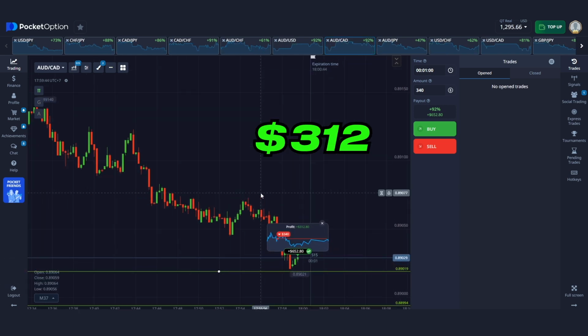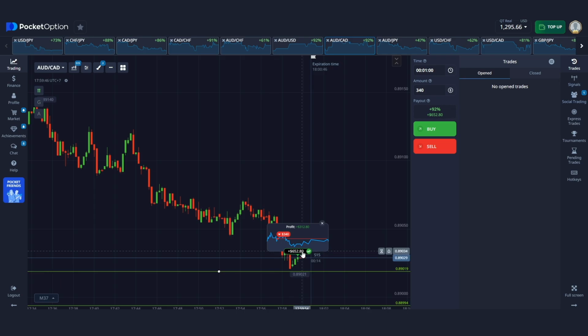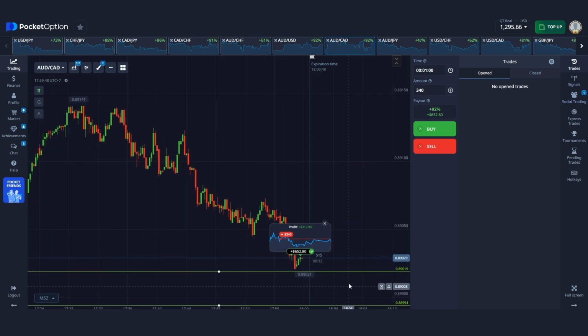I am even sure that if we were doing an analysis for 3 minutes or 5 minutes, we would still get a sell signal because there is a good downward movement here and all the main volumes are below.